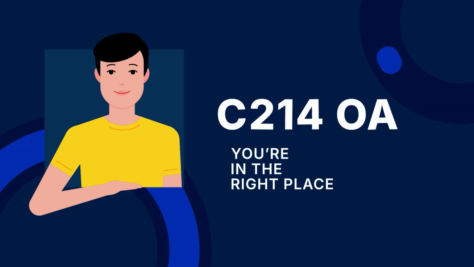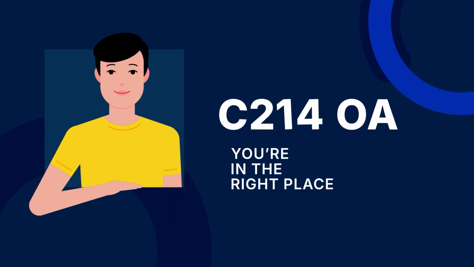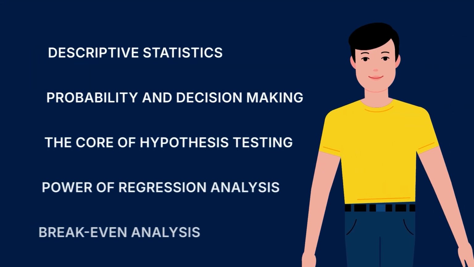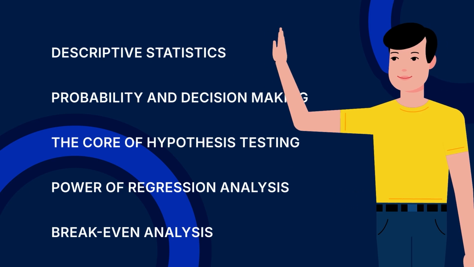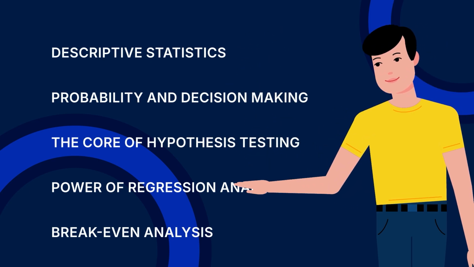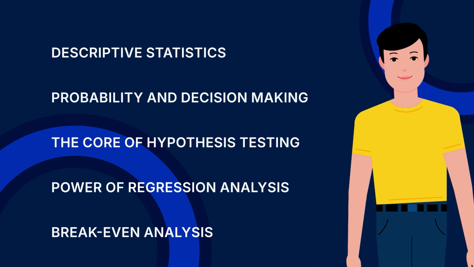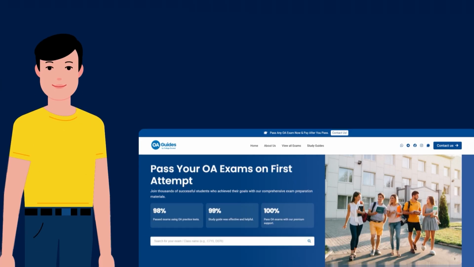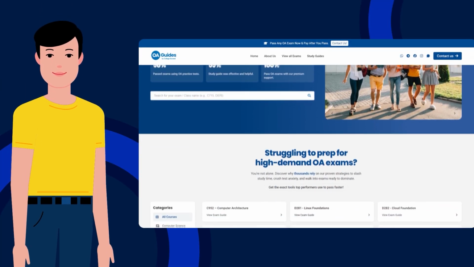I know this course can feel like a lot with all the stats and formulas, but I promise it's more manageable than it looks. In this video, we're going to walk through the most important concepts you need to master for your OA. We'll cover descriptive statistics, probability and decision making, the core of hypothesis testing, the power of regression analysis, and break-even analysis.